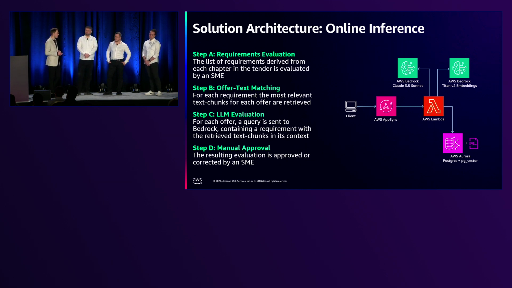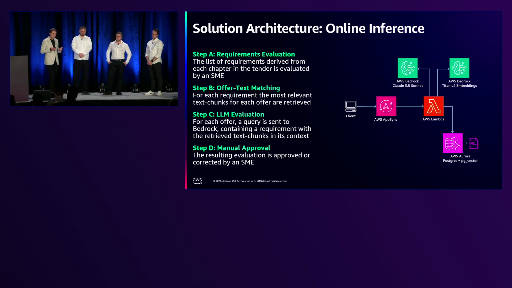This whole online inference process is enabled by some AWS key services. We use AWS AppSync for the GraphQL layer, connecting the client to the backend. We use Lambda for managing the inference logic. Again, Bedrock for talking to the LLM and for using the embedding model. And of course, again, we use the Aurora database for managing the data and managing the search.